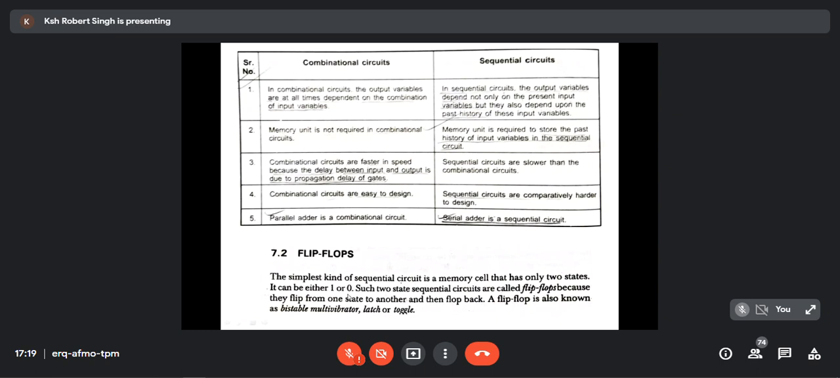So we are just trying to know that there is something called flip-flops, and it can store one single bit, and it can store either 1 or 0. That is why it has 2 states. That is why it is also called bistable, 2 stable states. Bi means 2 stable states. So bistable multivibrator, sometimes latch. We'll come to know all these things.